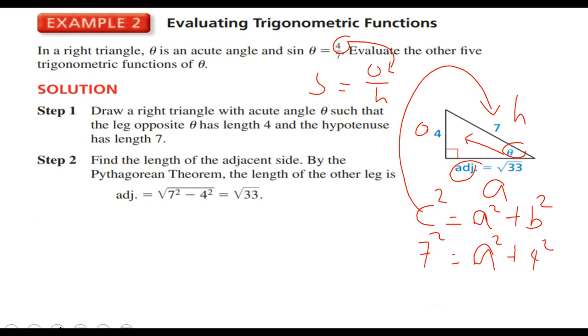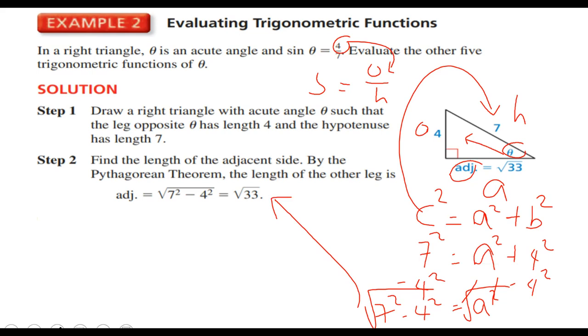Now we do our simple math. So we need to get rid of that plus 4 squared to solve for a. So we subtract 4 squared on both sides. So your a squared now will be the difference of the squared of your 7 and your 4 squared. Now to get rid of that squared, square root on both sides. Square and square root sign will cancel out. So that's how we got that solution over there.